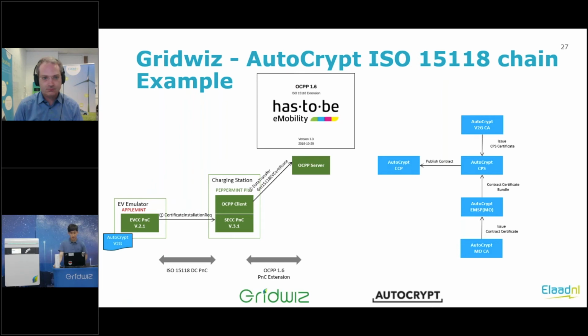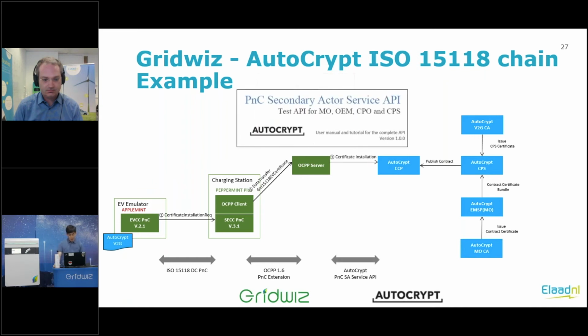Here, the content of the data transfer request is in fact the Get15118EVCertificate message defined in OCPP 2.0. So what we are basically doing is backward applying the messages defined in OCPP 2.0 to OCPP 1.6. This concept was proposed in a white paper by has.to.be e-mobility from Germany, but we made some modifications for better implementation to our end-to-end system. Next, we use AutoCrypt's PNC secondary actor service to receive the certificate chain from the back end.